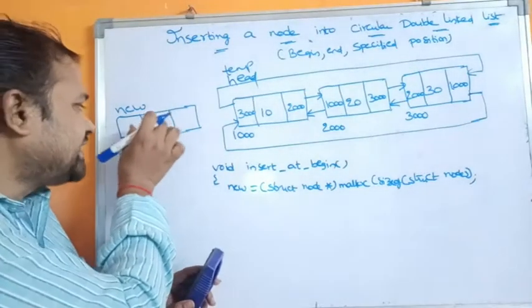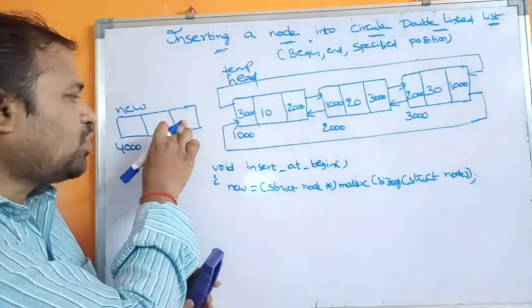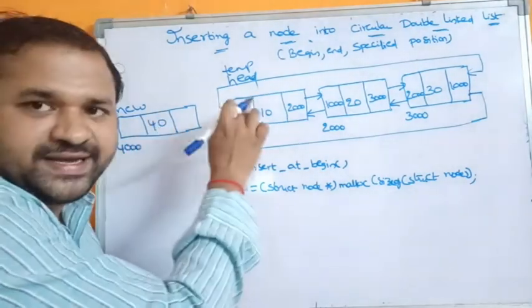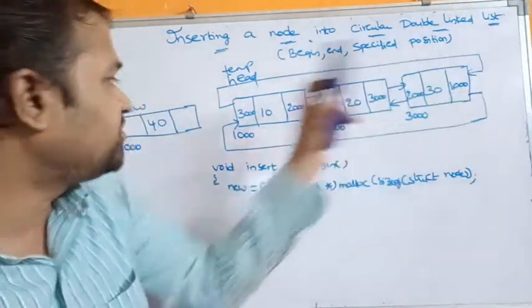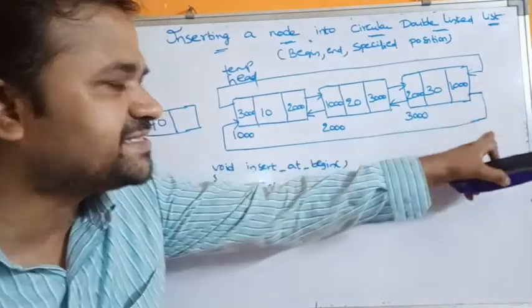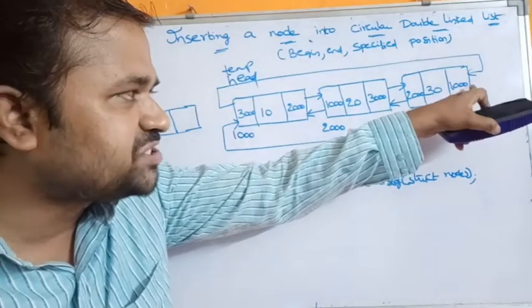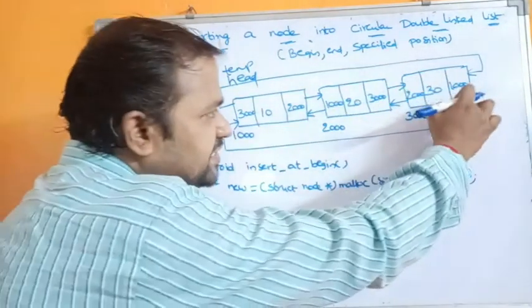So after inserting, this node has to become the first node. So the output is, let data here is 40. So the output is 40, 10, 20 and 30. But in a circular double linked list, we know that the last node next field always contains address of the first node. So this is the last node. This node next field contains address of the first node. So we have to store 4000 here.